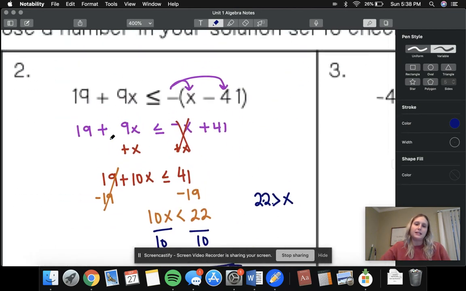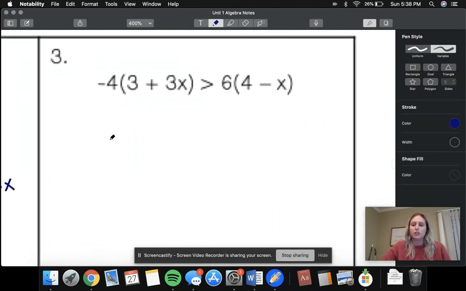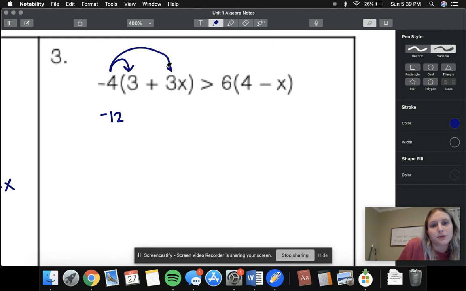All right, and then the last problem is just one with a bunch of stuff. So we are going to first distribute negative 4 to 3x. Then we have 6 to 4, and then 6 to negative x.